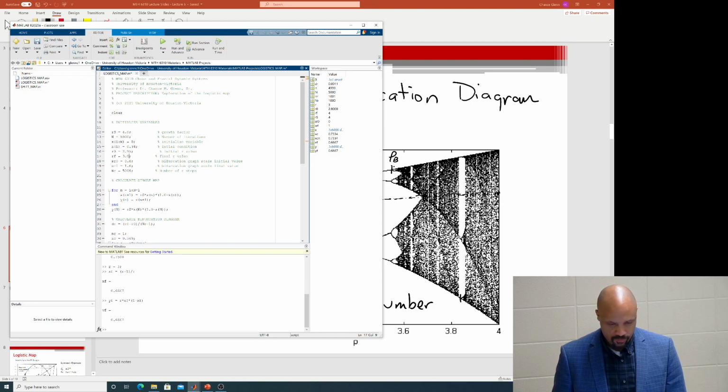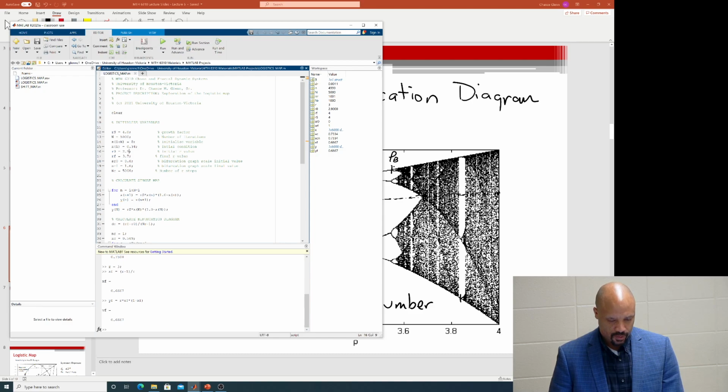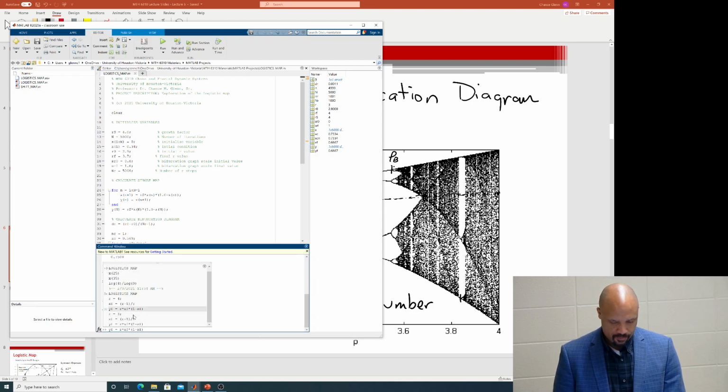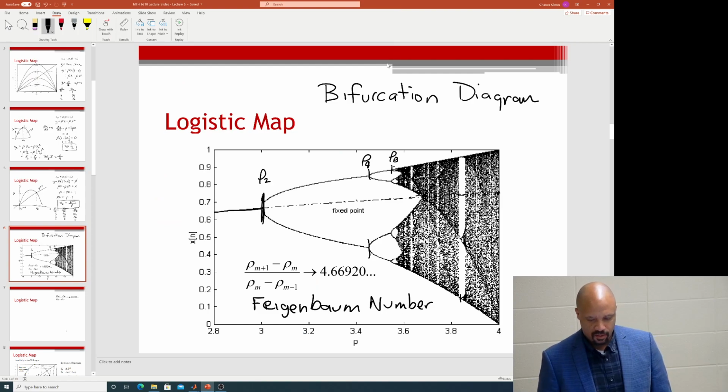All right, so we're going to go from 2.9 to 3.7. We did 5,000 iterations per, but also 5,000 steps. And I'm not really sure how long that'll take, but I'm going to see. Hopefully by the time I stop talking, you'll see that.